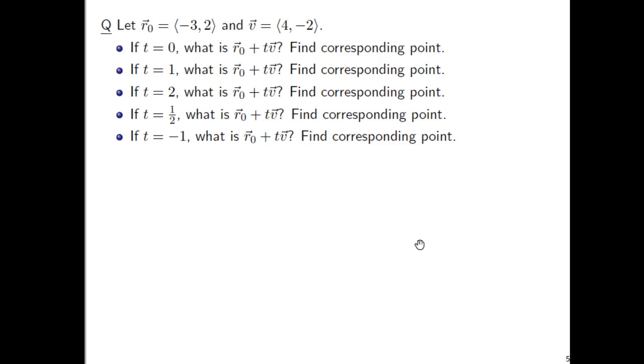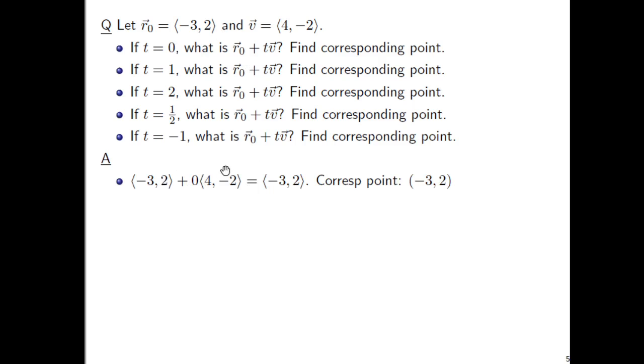Okay, so to explore what's going on, let's define the vector r0 to be <-3, 2> and the vector v to be <4, -2>. And I'd like to go through this computation. If t is the scalar 0, what vector do we get here? So we've got a scalar t times a vector. So tv, scalar times vector, will end up being a vector, and then we do vector plus vector. So we'll go through the algebra, and then what we get is a vector, and then we'll talk about the corresponding point, which just basically means we take those angle brackets and make them round.